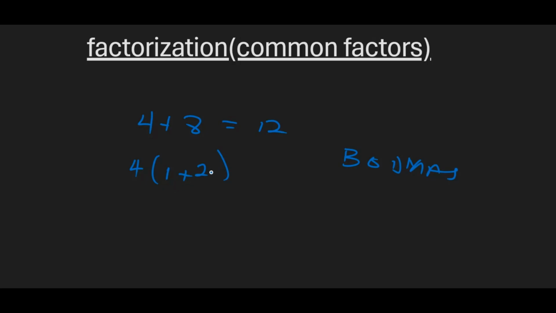We have 4 into bracket 1 plus 2, and that's going to be 1 plus 2, that's going to be 3, and then times 4. 4 times 3 is going to be 12. So you see we are getting the same answer, right?